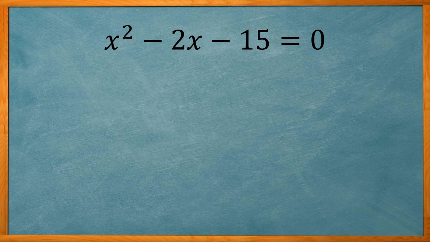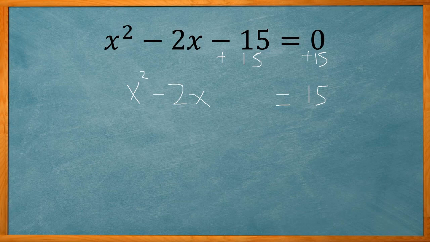Okay, so we have a quadratic here, x squared minus 2x minus 15 equals 0. Our first step with completing the square is to get the negative 15 to the other side of the equation. To do that, I have to add 15, so that adds up to 0 there. After I add 15 to both sides, I get x squared minus 2x on the left hand side. And on the right side, I just have 15.